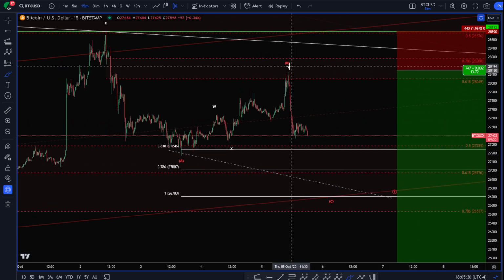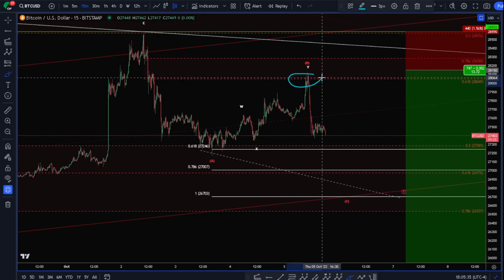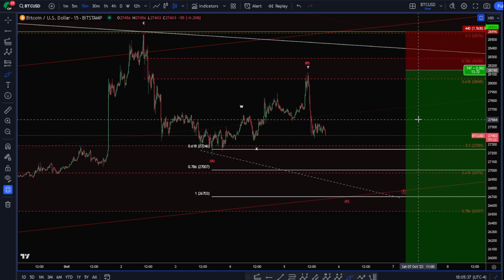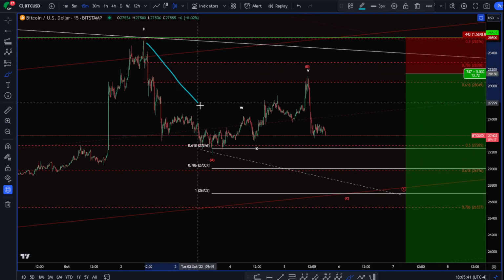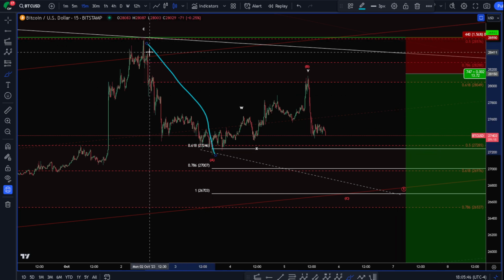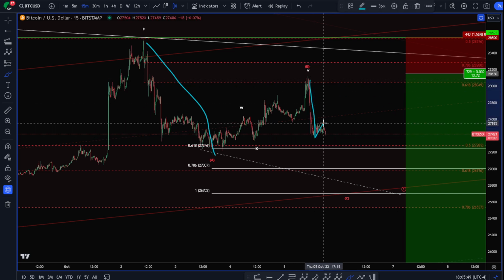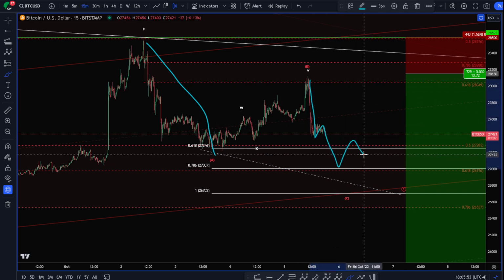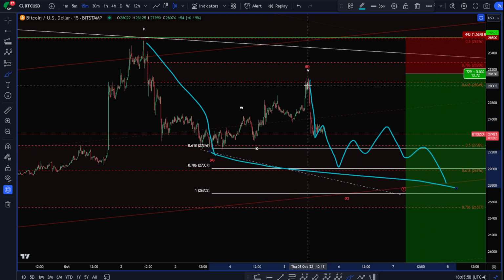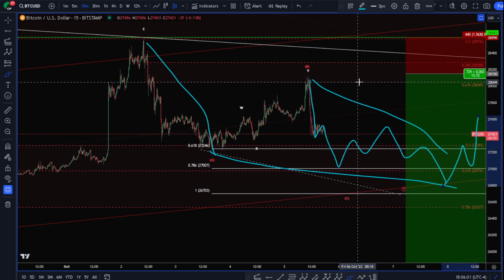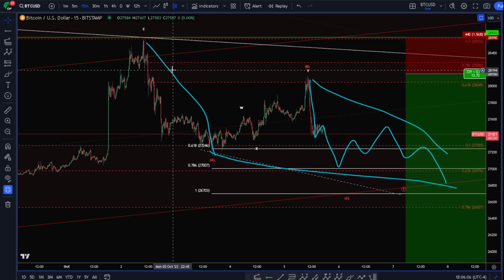Now, we got a pretty hard rejection here, which is great, just what we wanted to see, just past the 0.618 there. But at the moment, either looking at this as a wave 1 in a diagonal, because we have a 3-wave pattern here. So what we would expect is something like this in our diagonal to be a wave 1, and then look for a retrace up and have the option to add to our position at that point.